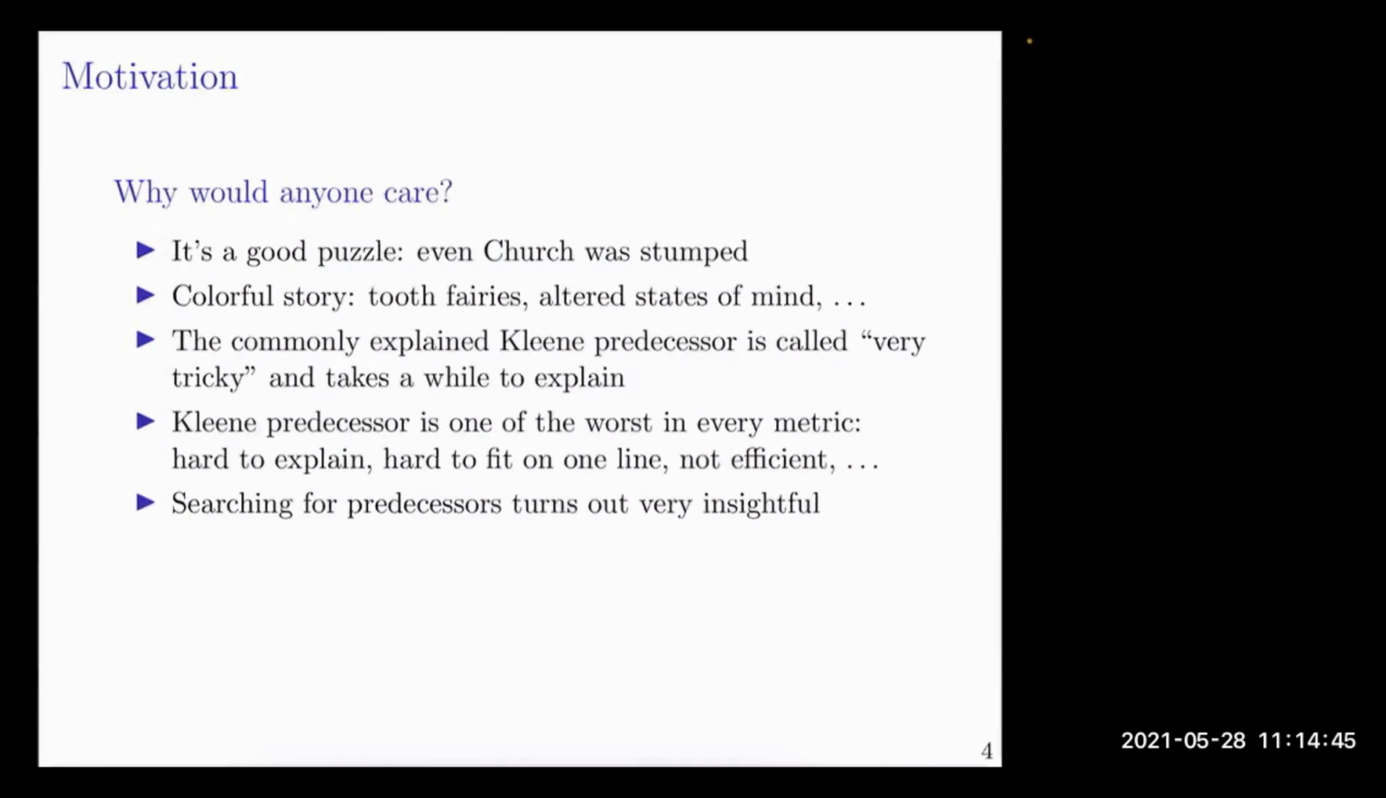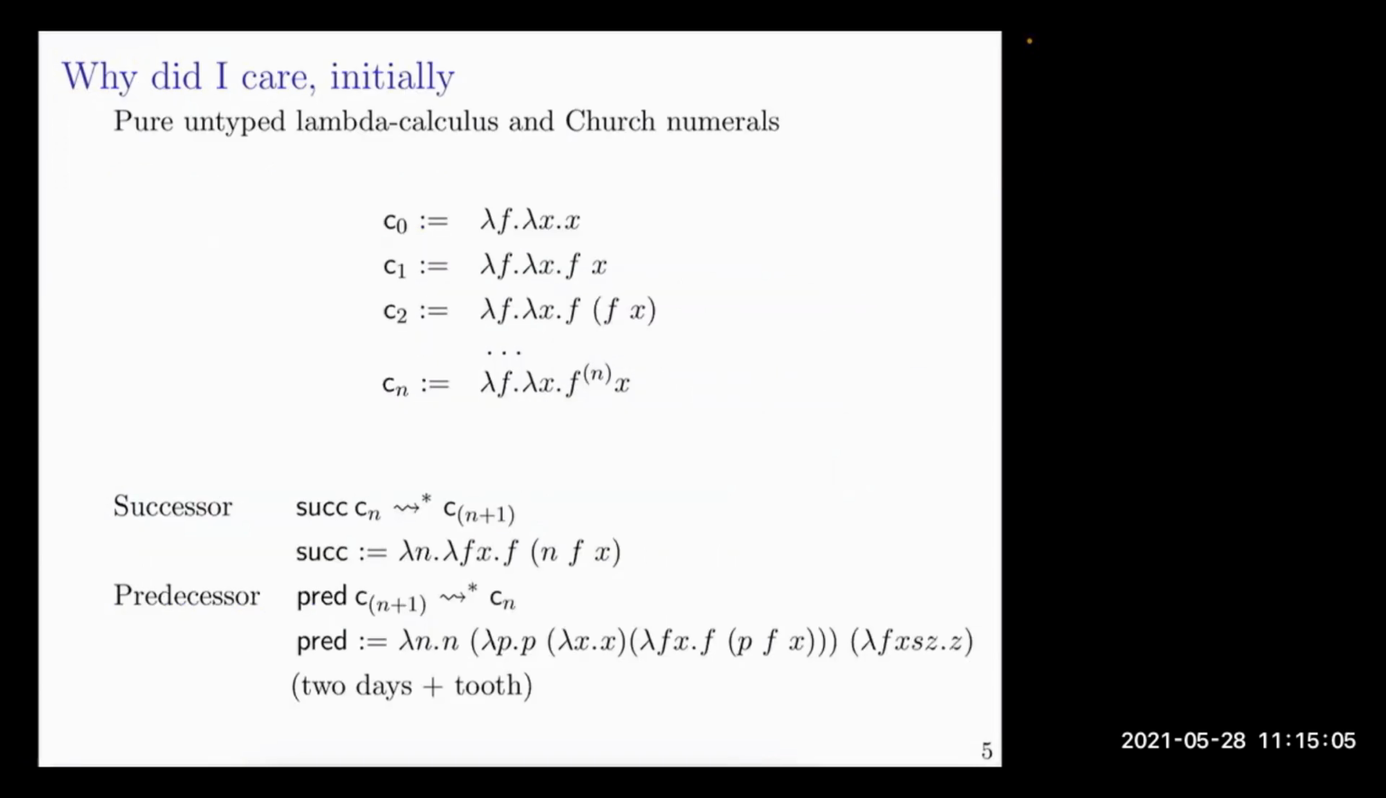Mainly, searching for the predecessors turns out to be very insightful, and I hope to demonstrate that in this talk. Perhaps it's worth answering another question: why did I care about the predecessor? Back in the last century, when I first learned lambda calculus, I was fascinated and puzzled. A natural number is represented as a repeated application of some function. So its successor has to add an application, which is very easy to do. But then it follows that the predecessor has to remove an application.